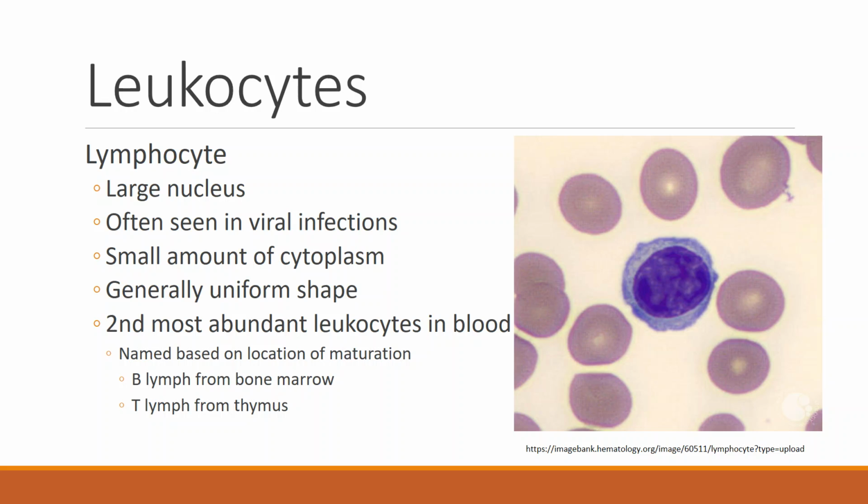Leukocytes, also known as WBCs, are differentiated into different categories. For example, we have the lymphocyte. As you can see in the picture, it has a large nucleus, a very small amount of cytoplasm, and a very uniform shape. This is also the second most abundant leukocyte in the blood, depending on where it originates from and the location of maturation. If it's from bone marrow, it could be a B lymph. If it's from the thymus, it could be a T lymph. We often see an increase in lymphocytes in viral infections.